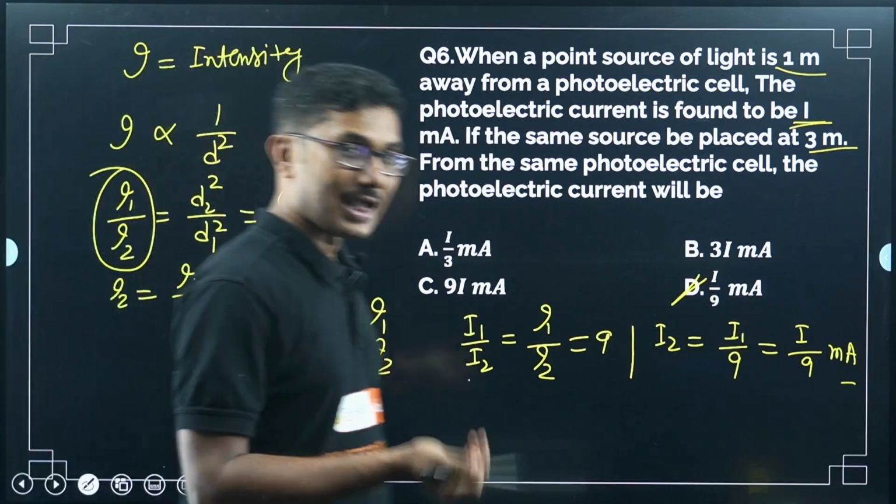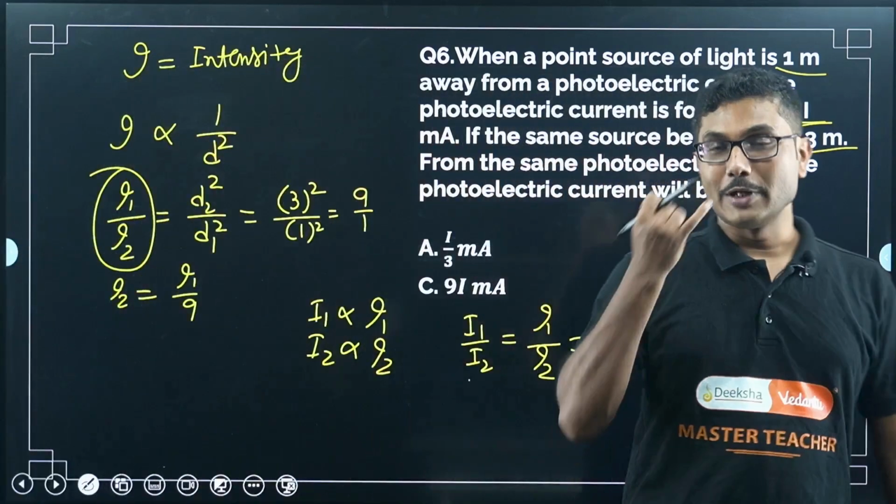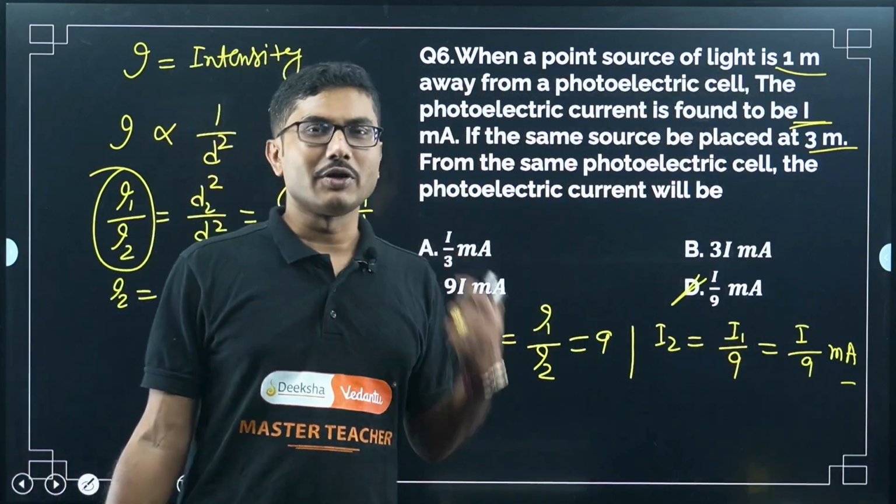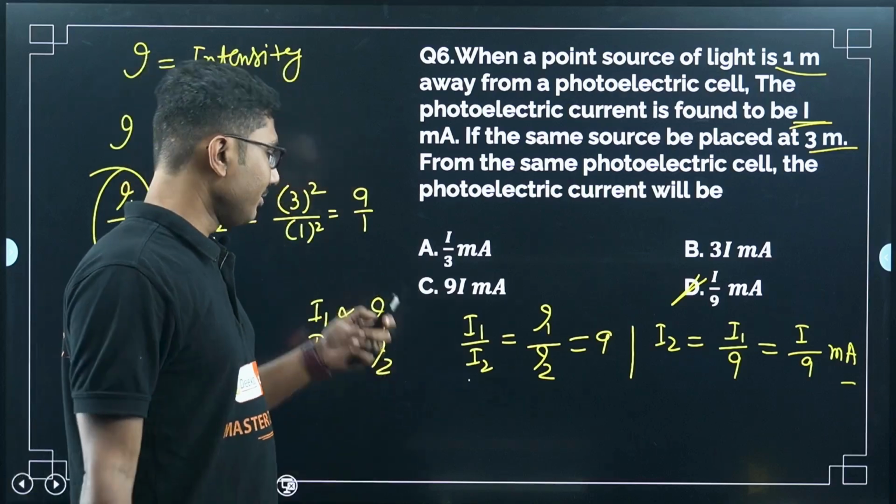Don't mark it as 3i by default because students think, okay, I am guessing the answer, it should be 3i, but you can solve it. It is an easy question. Okay, so next, move on.